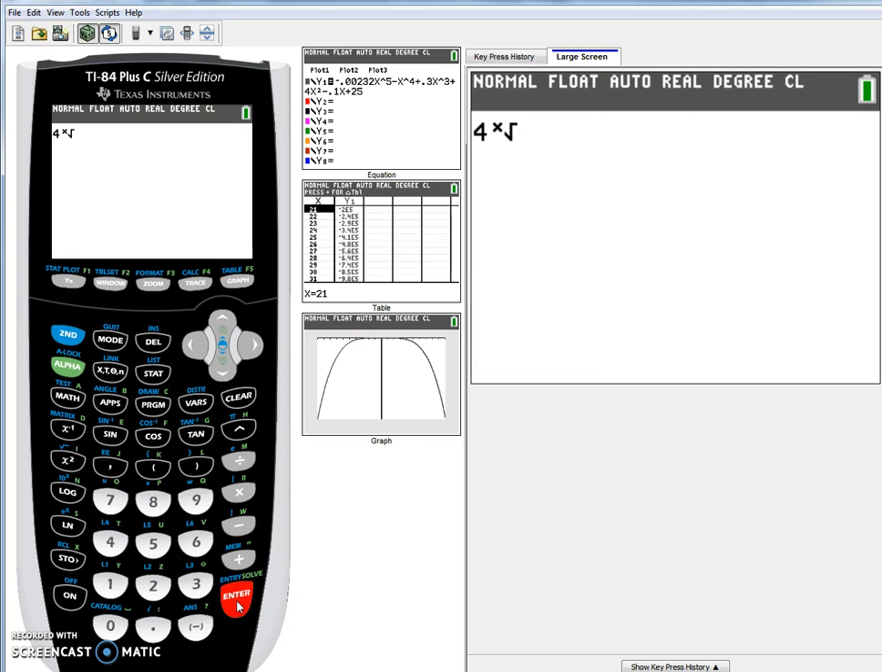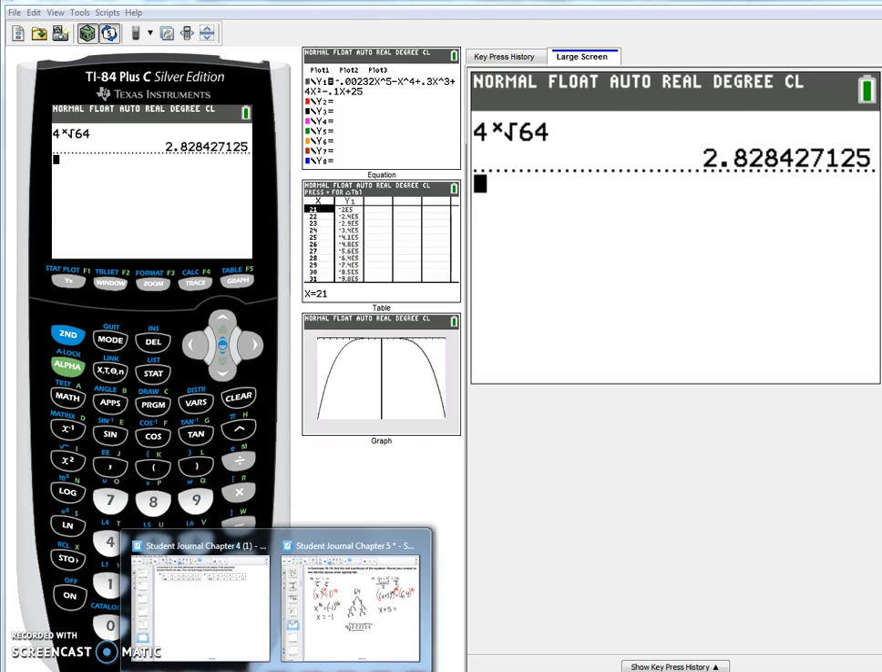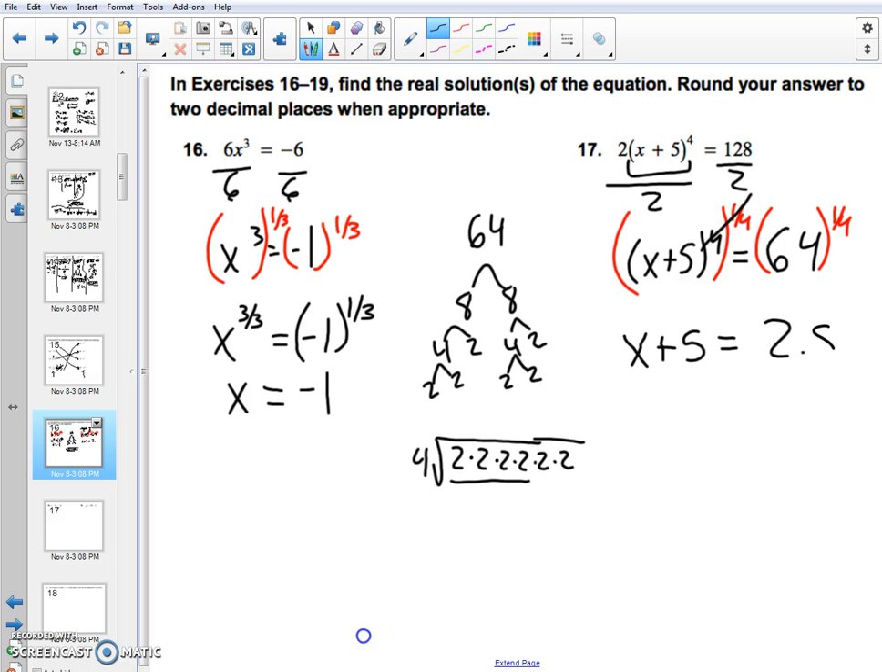So what your calculator is going to know, since you put that 4 first, it's putting the 4 in for x. So it knows we want the fourth root of 64. So about 2.83 is what we'll say here. So something we have to be careful of when we're solving. 2.83 to the fourth power is going to be approximately 64.